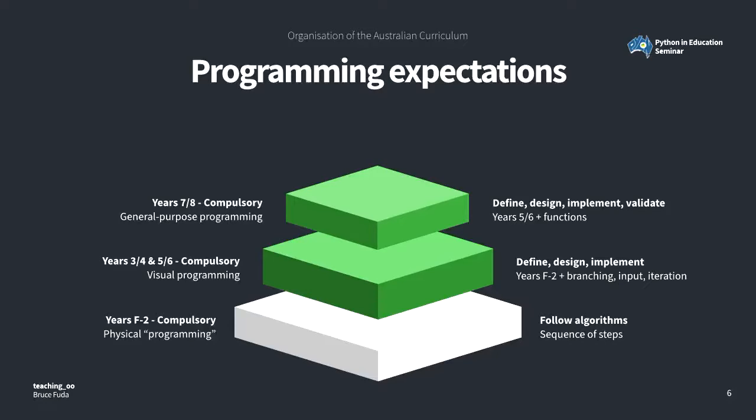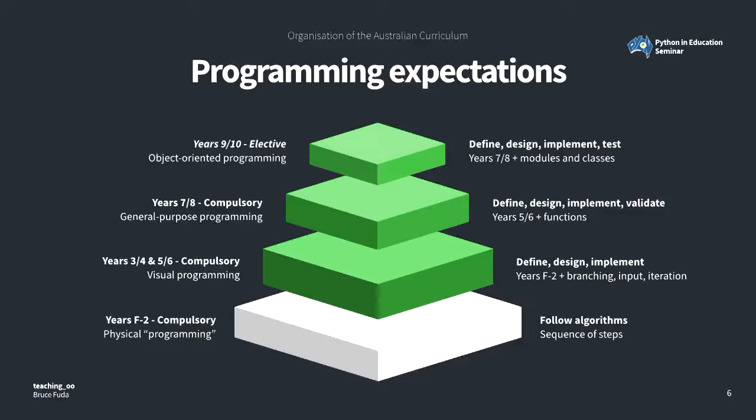In addition to being able to define a problem, design a solution and implement it, we want students to start thinking about validation, and we want them to begin writing their code using functions. This idea of being able to reuse things and design things that are general enough in nature to be reused is the concept that gets introduced in year 7 and 8. And that's the end of compulsory digital technologies in school.